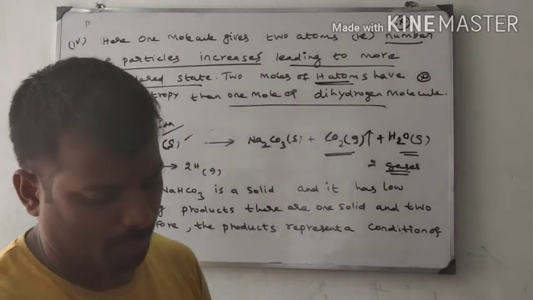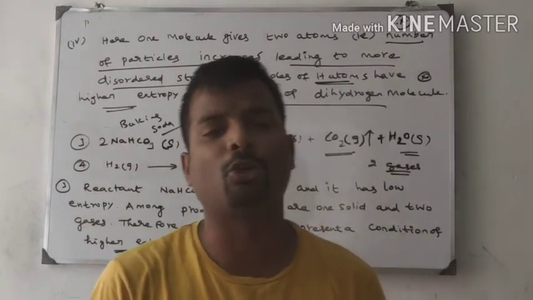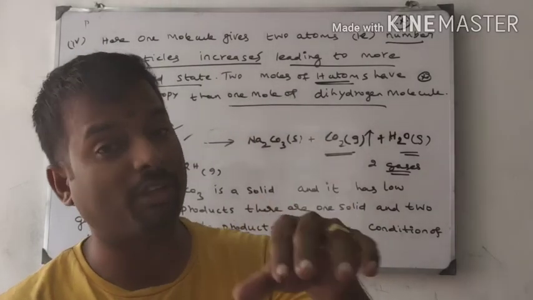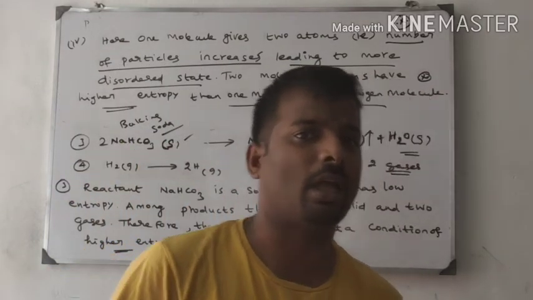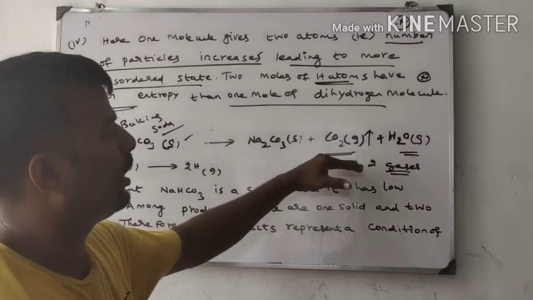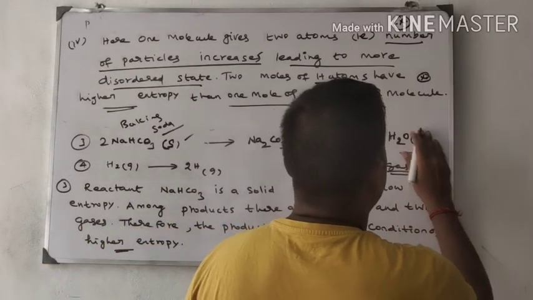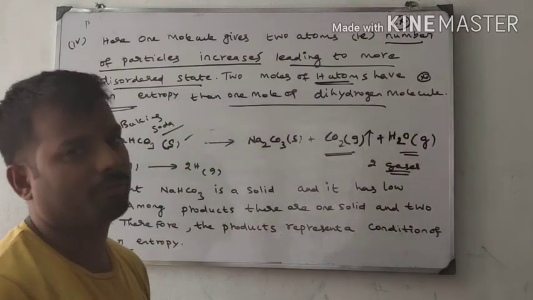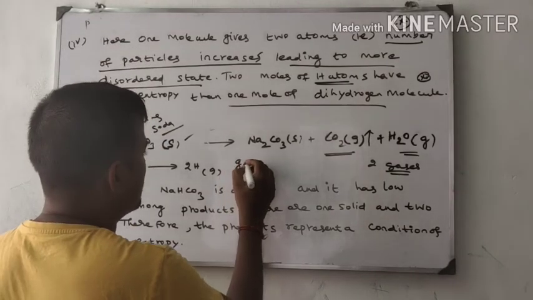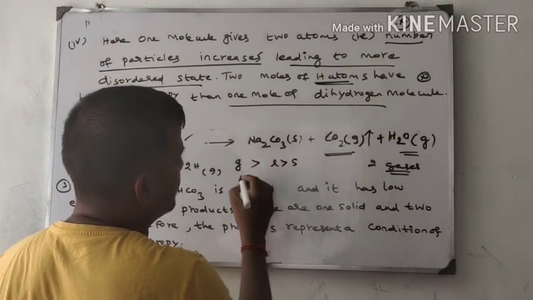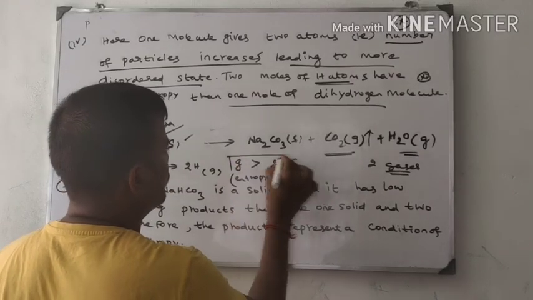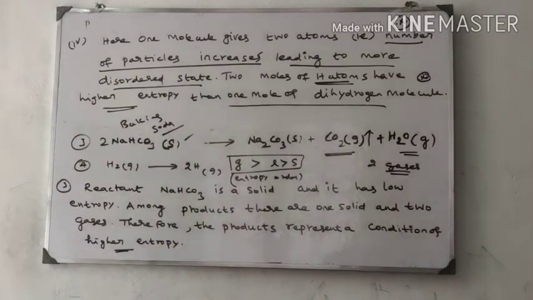Very simple. First problem, freezing, crystallization, entropy decreases. Second problem, temperature increases, the amount of heat given to the system increases, entropy increases. Third problem, on the product side, one is a solid, the other two are gases. Gaseous state has more entropy than the liquid state, and liquid more than solid. Entropy order. Next one is the number of particles, which I have explained.